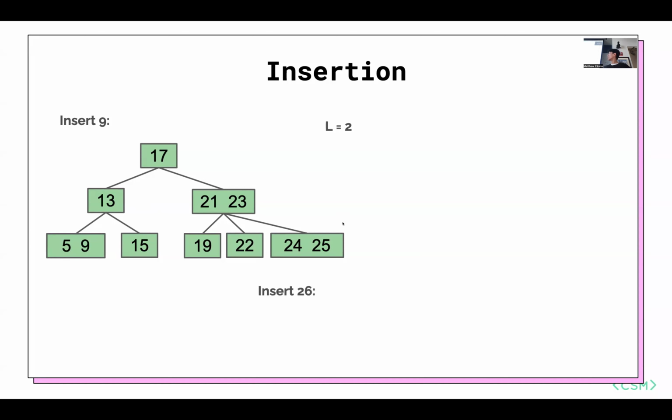But now what happens when we hit the limit? So let's try inserting 26.